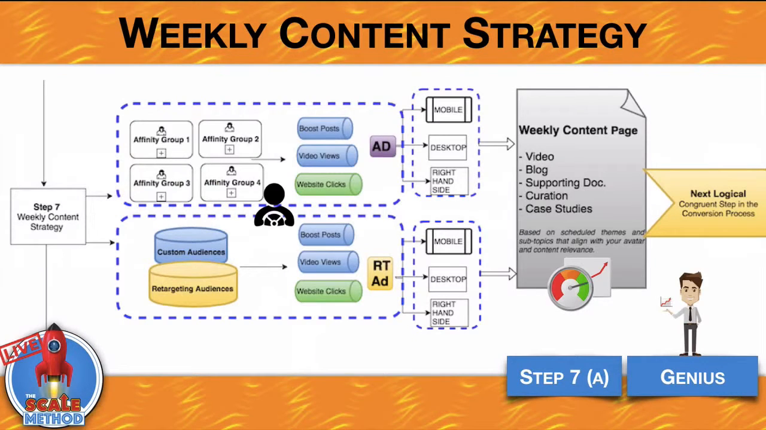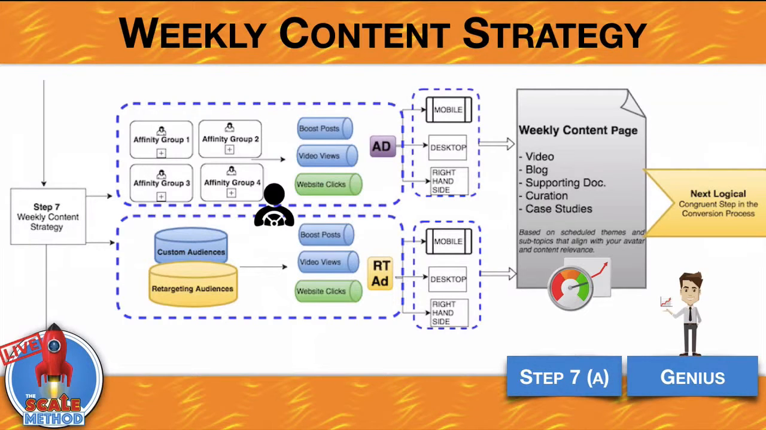Now, step number 7 helps to recover some cost, and it really becomes a lot of fun. See, you're going to start targeting your affinity groups that are giving you the best quality and cost per likes and cost per clicks. Now, they might not have opted in yet, but we're going to run boost posts, video views, and website clicks. We're going to run an ad that's content on mobile, desktop, and right-hand side, and we're going to run it to a weekly content. Now, that could be a new weekly video, could be a new weekly blog post, supporting documentation, case studies. We're just sending them to additional content that your avatar is going to find useful and aligns the belief system as they're in the buying process.